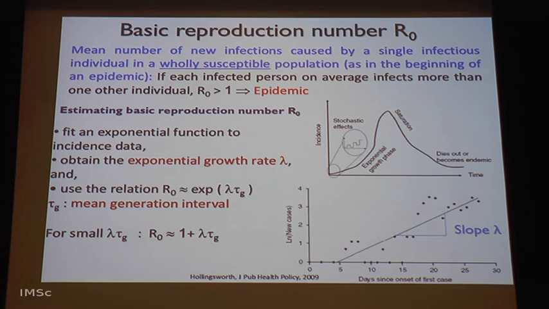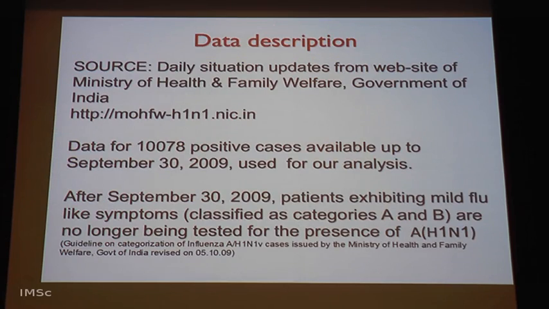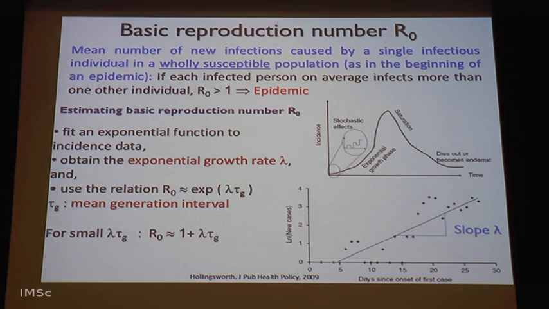So how do we calculate R0? This is the general trend of any epidemic. Initially the number of cases fluctuates stochastically and the numbers are small. Once the infection gets momentum, it rises rapidly. Here the x-axis is time and the y-axis is the number of incident cases. It rises exponentially, and in this period we have to calculate the basic reproduction number.